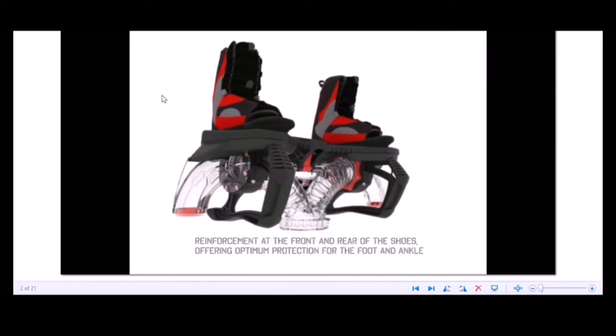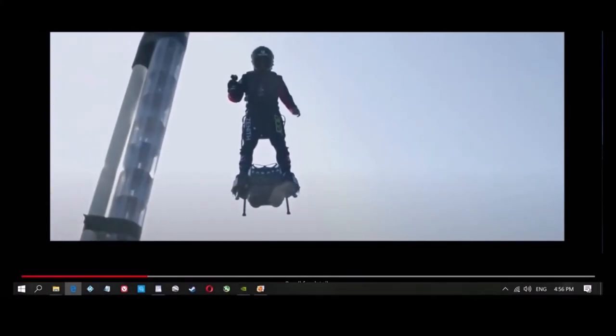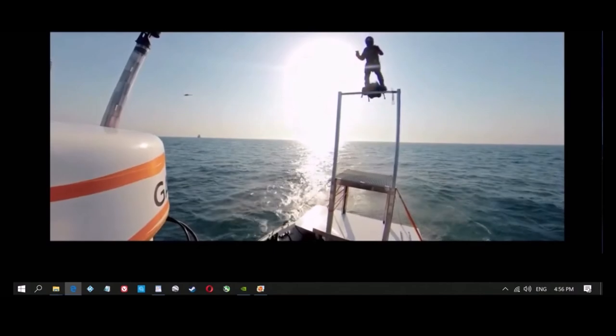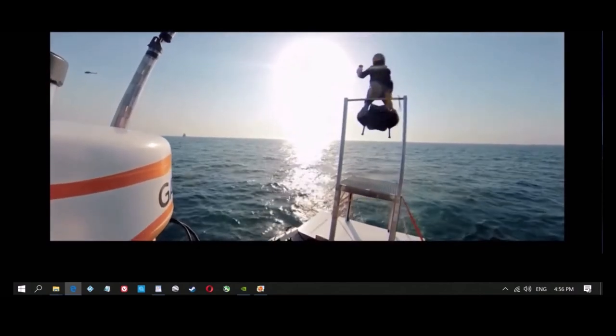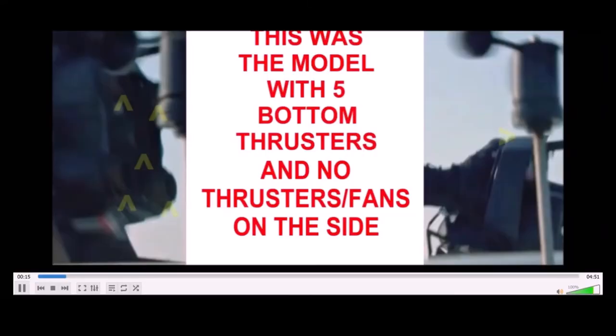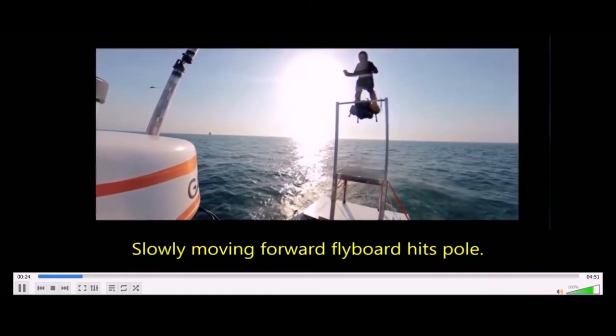While we're talking about that, let's take a quick look at a video. So here he is coming in for a landing. I think this is one of his earliest models of the flyboard. This was the model with 5 bottom thrusters, as you can see in the picture, and no thrusters or fans on the sides, which I think he came up with a little later.